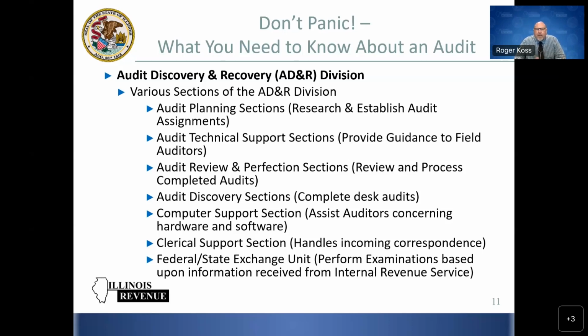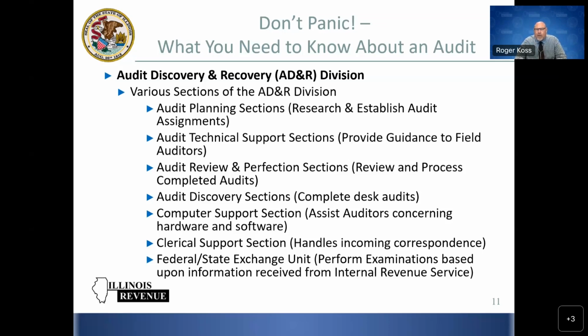The next section in the Audit Discovery and Recovery Division is the Audit Review and Perfection sections. Basically, these sections review and process the completed audits. We do have a two-tier review process. The initial review occurs by the supervisor of the auditor that conducted the audit. Once they have done their initial review and the audit process is completely over, those audits are then sent to the audit review section. The audit review section will randomly select specific audits for a second line review. And then upon the completion of that review, it is moved to the perfection section, who will input the information into our integrated tax system.